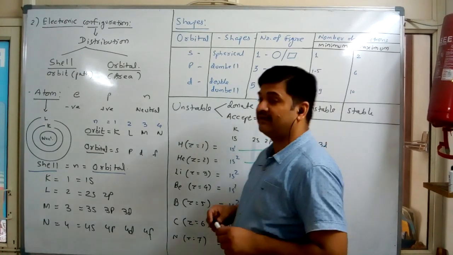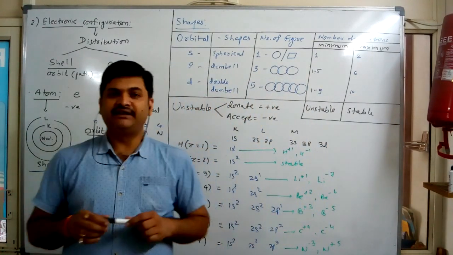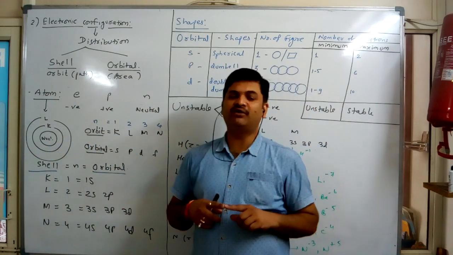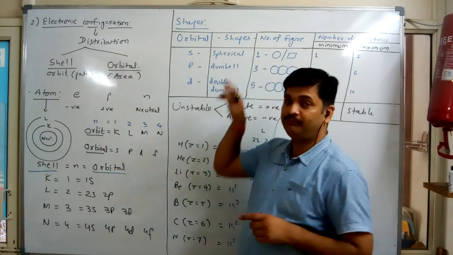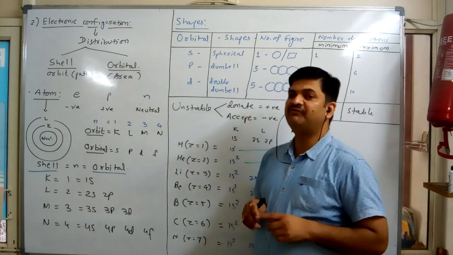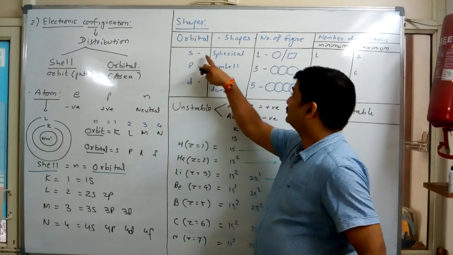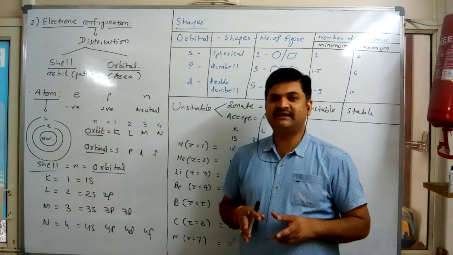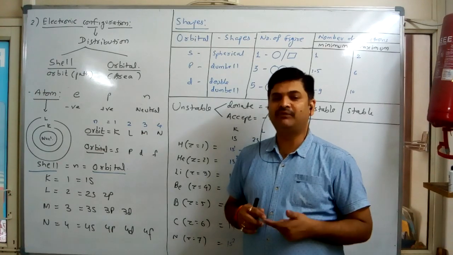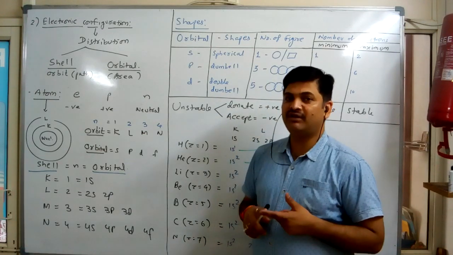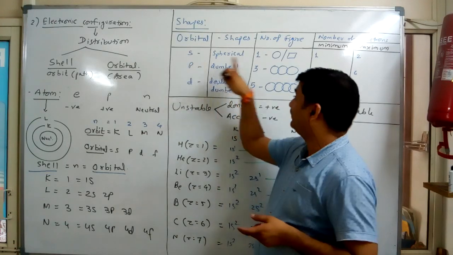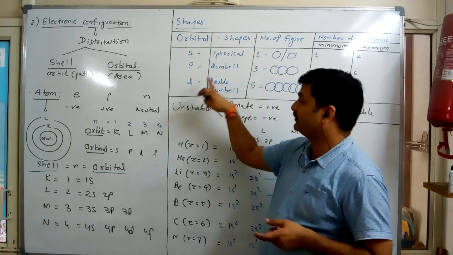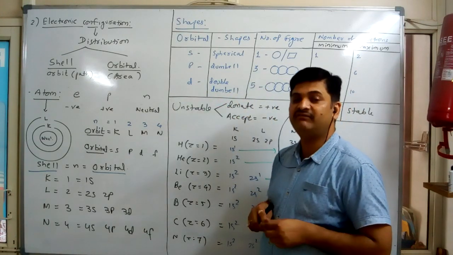Now how many shapes are there in the case of the S orbital? In the case of the S orbital, only one figure will come. In the case of the P orbital, 3 figures will come, and in the case of the D orbital, 5 figures will be there. How can we remember this? From 1 to 10 numbers are given, and out of these you have to remember only the odd numbers. In the case of the S orbital, only 1 circle. In the case of the P orbital, 3 circles. In the case of the D orbital, 5 circles will be there.